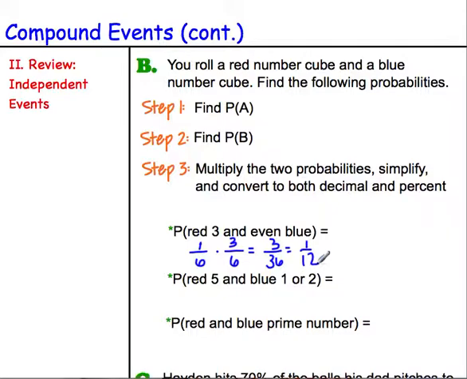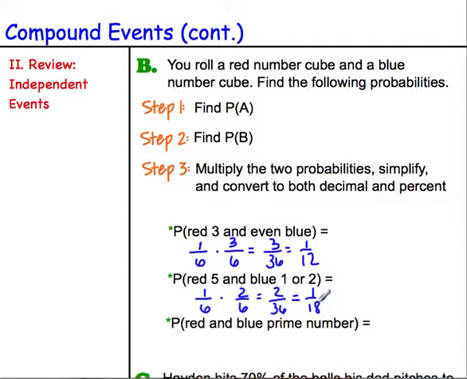The next one is probability of a red 5 and a blue 1 or 2. Well, in that case, a red 5 is 1 out of 6. A blue 1 or 2 is going to be 2 out of 6. And when I multiply those, I get 2 over 36, or 1/18. And as usual, I'm going to let you calculate them. I do want to see the decimals and the percents here in your notes to give you that additional practice.